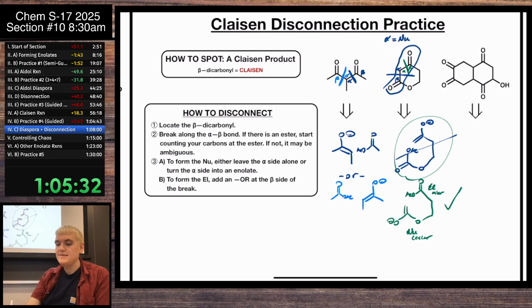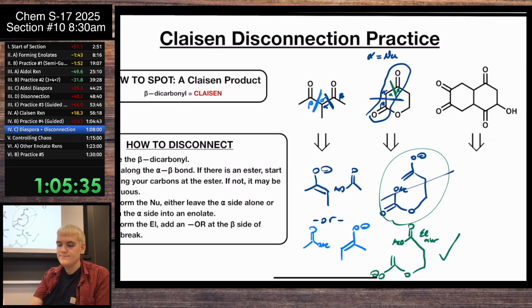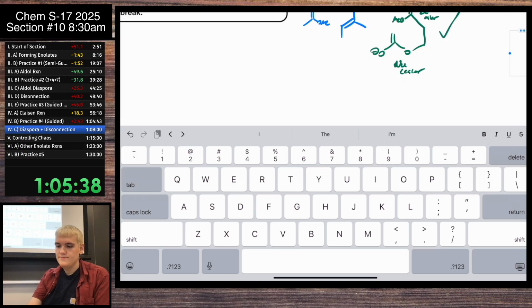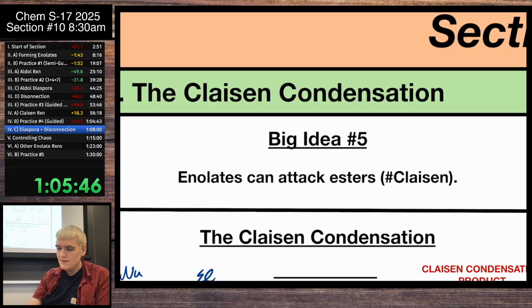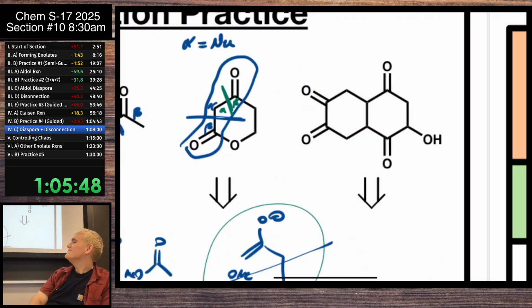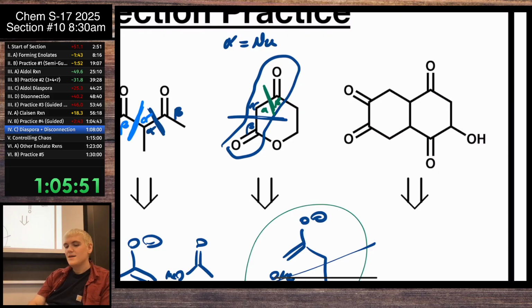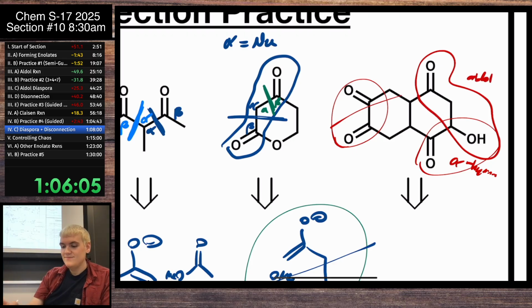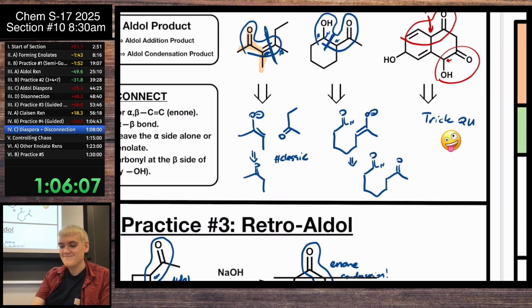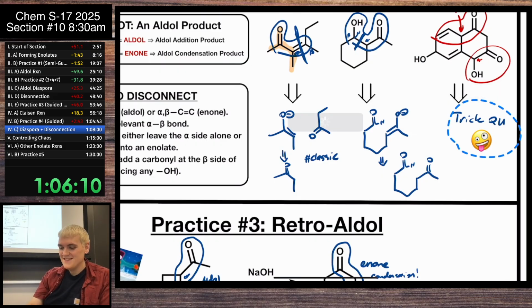And then, do we have any Claisen disconnections in this molecule? Now we have alpha dicarbonyls. We have alpha hydroxy. We do have an aldol. We could do something, but we don't have a Claisen.